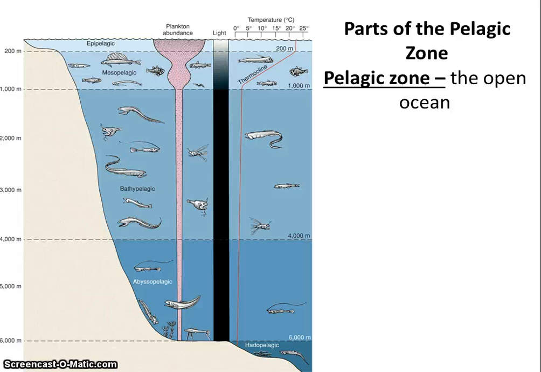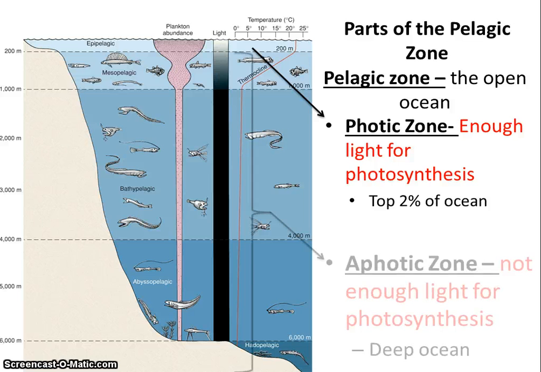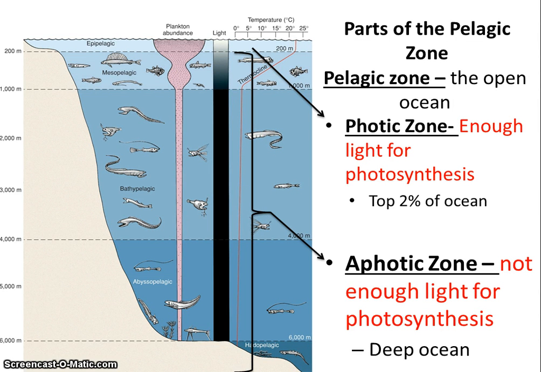Just like marine scientists, there are 2 zones of the ocean: the photic zone, which, if you're looking carefully enough, is basically the epipelagic zone. It's the area where there's enough light for photosynthesis. And the aphotic zone, which is a generalized region, anything deeper than that top 2%, anything deeper than the photic zone. You might hear me say the photic zone is the shallow ocean and the aphotic zone is the deep ocean.